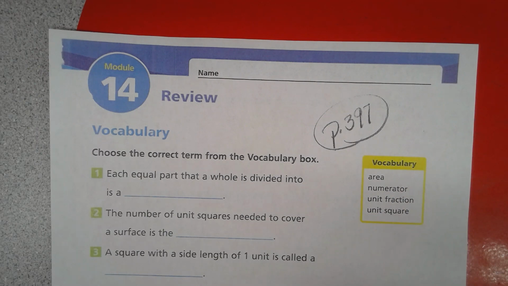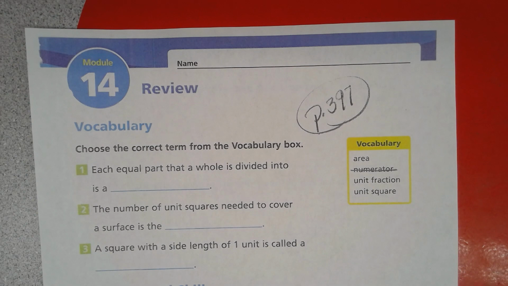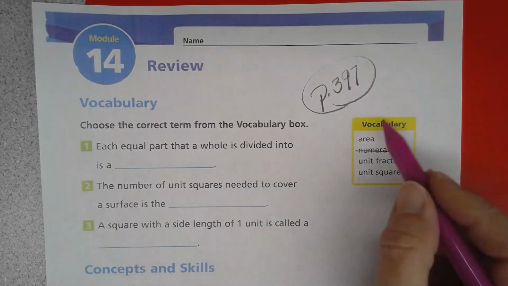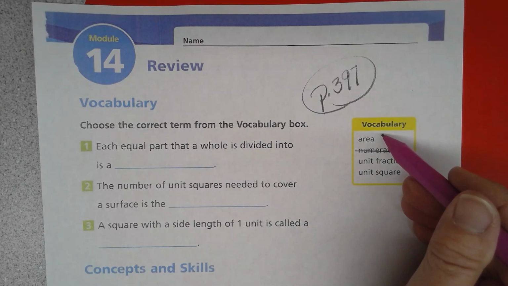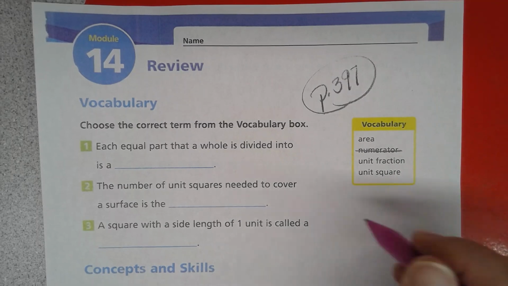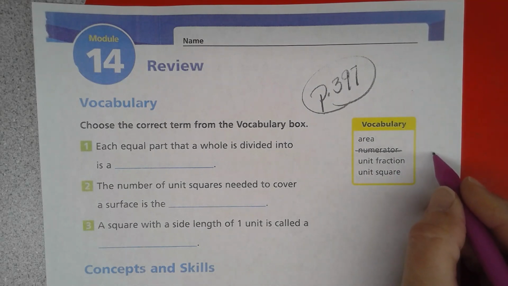In your vocabulary box, you can mark out numerator because you will not use that. You will use unit, fraction, unit, square, and area. So remember, these yellow boxes are in Module 14. So if you need to go back and find the yellow box that has area, remember area is the amount of space an object takes up. That's the inside. Unit fraction has a numerator of what? That's right, it has a numerator of 1.